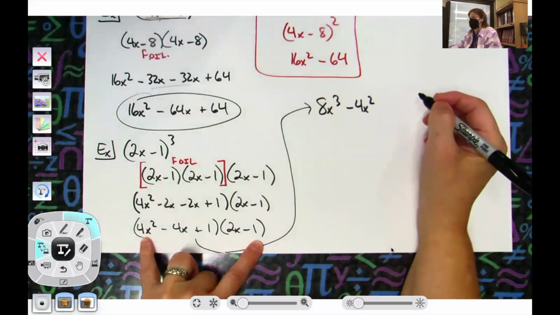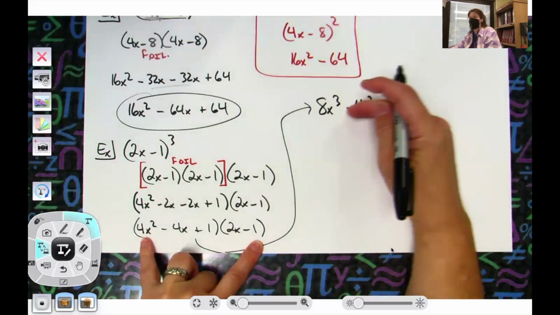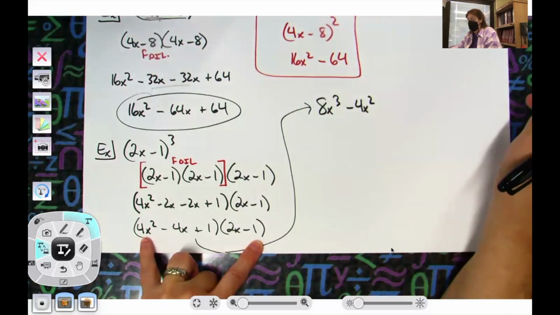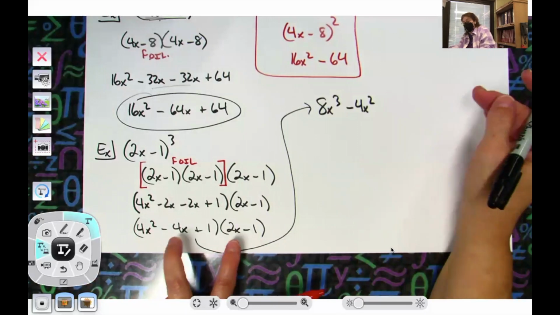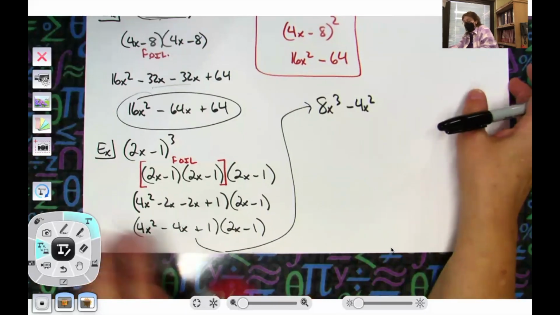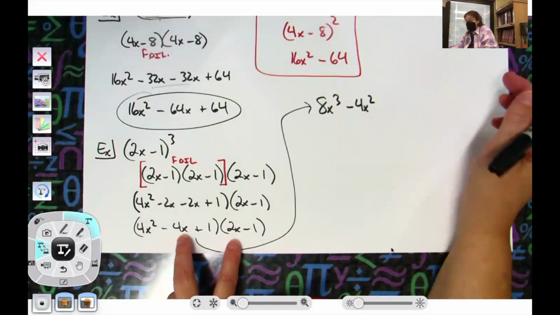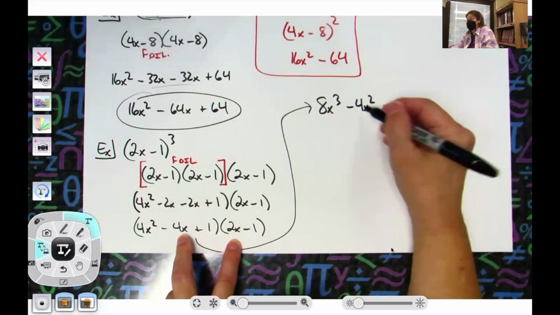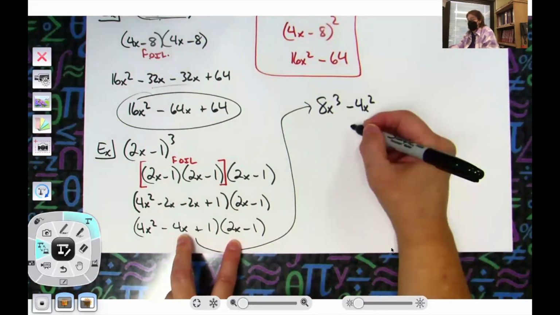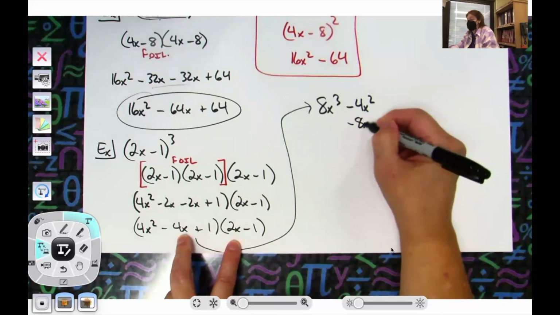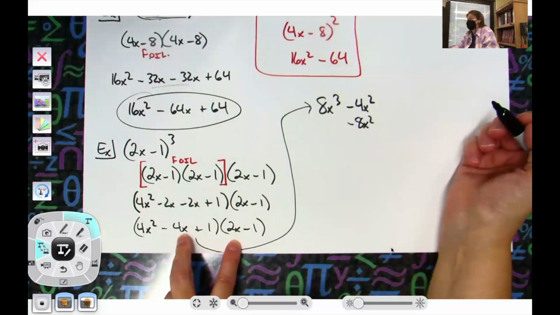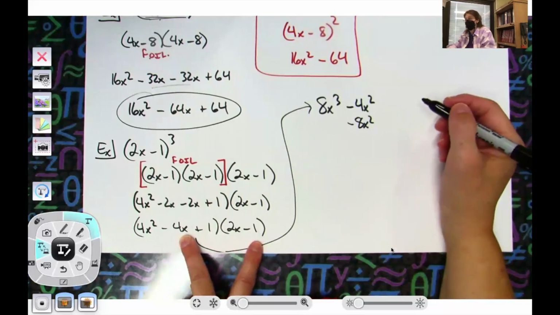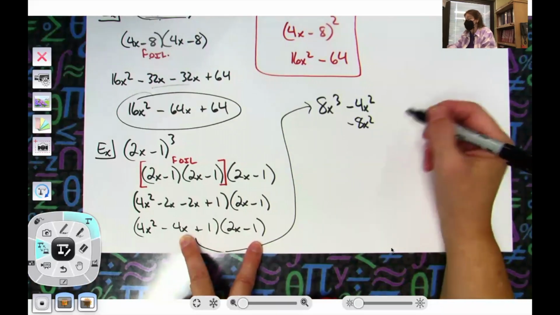Now, some people will just keep writing horizontally, which there's nothing wrong with. But if I do the middle term now and distribute it, what am I going to get? I'm going to get a minus 8x squared, right? It's going to match this term right here. So why don't I do minus 8x squared and put it underneath, because I know I'm going to have to add those. Anybody ever done it this way? Negative 4 times negative 1 gives me a positive 4x.